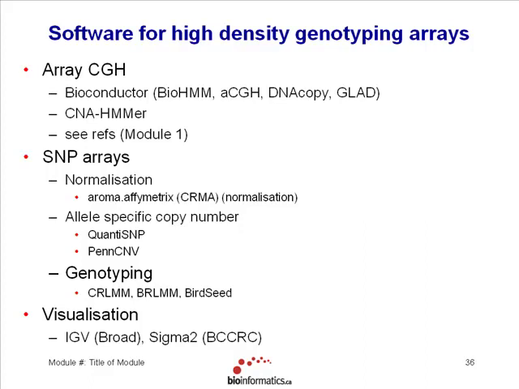So for SNP arrays, normalization, for example, for Affymetrix SNP 6, there's a package in R called aroma.affymetrix, and this does all those allele crosstalk, GC content normalization, etc. And then some other allele-specific copy number algorithms, one called QuantiSNP, the other PennCNV. One wants to be able to genotype, and so there are a number of algorithms for that, CRLMM, BRLMM, and Birdseed, and again, I'll point you to these references.